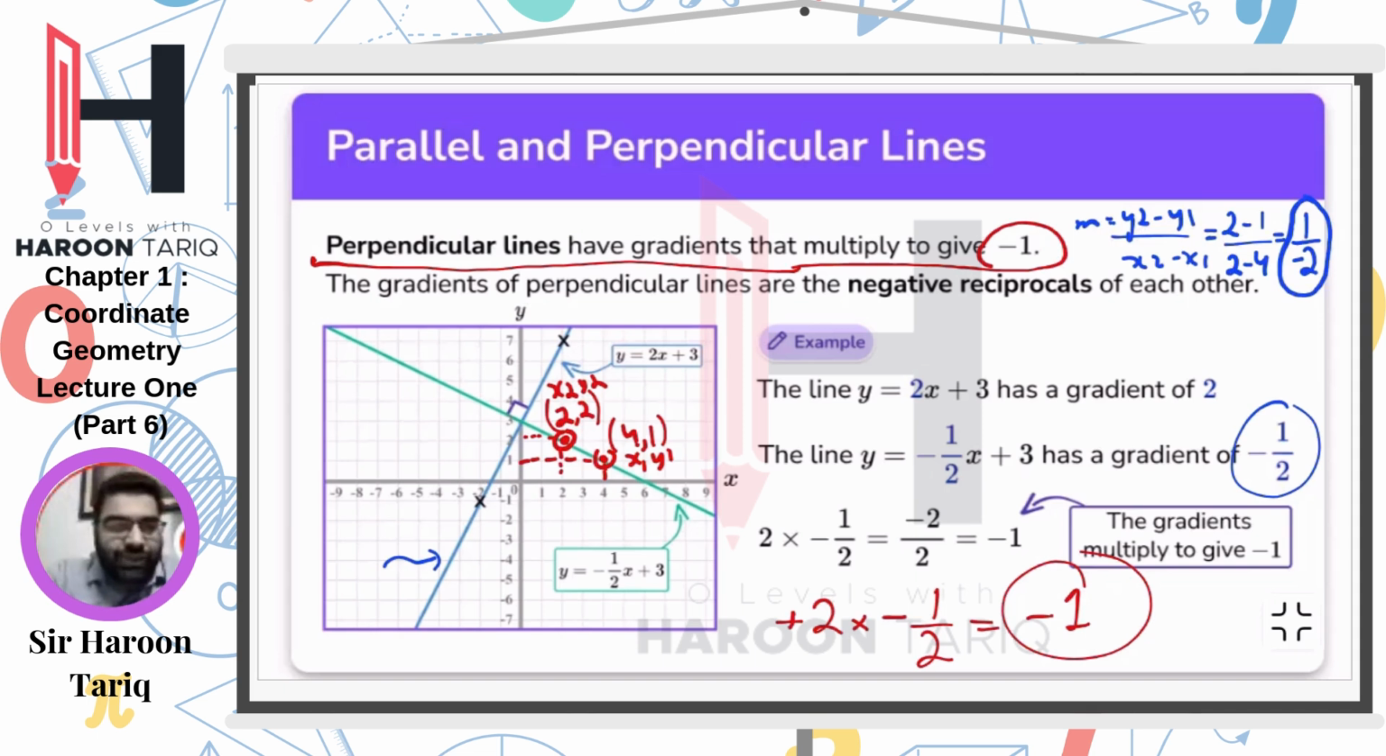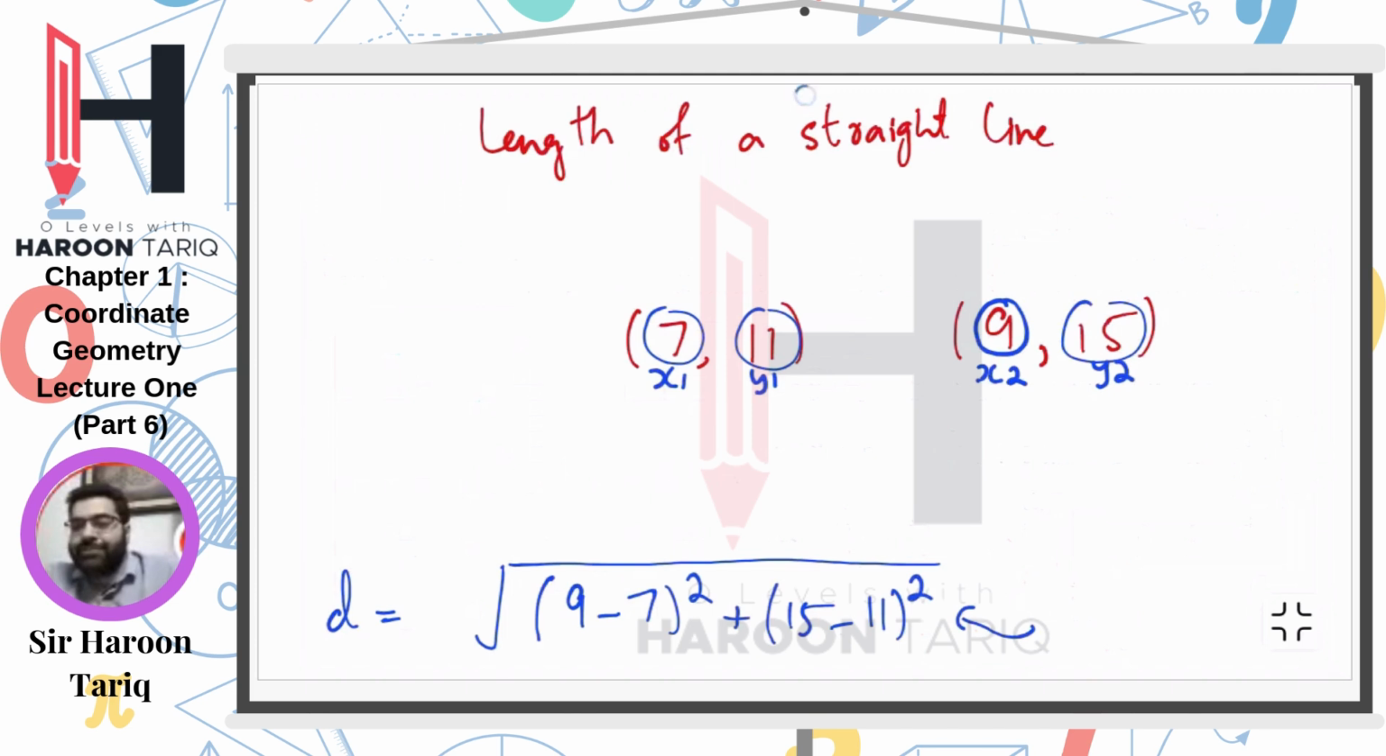Okay, now let's just quickly revise everything, then we'll do past paper question. This was our first concept. Distance between 2 points, length of a straight line. Take a whole square root, bracket open, x2 minus x1, bracket closed, raised to power 2, then plus in the middle, y2 minus y1 in a bracket, then whole squared.